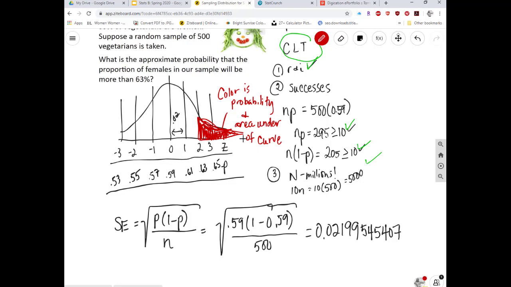I went ahead, just as before, added up the standard error over to the right, and for every deviation I went to the left, I subtracted 0.02. Then I went back and it says, what is the approximate probability that the proportion of females in our sample will be more than 63%? I want to know how much this is colored. So I can do this a couple different ways. Let's do it with StatCrunch first.